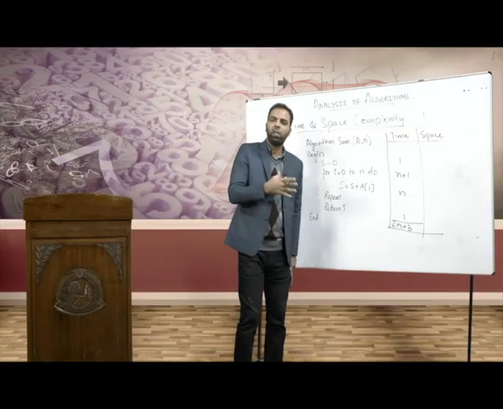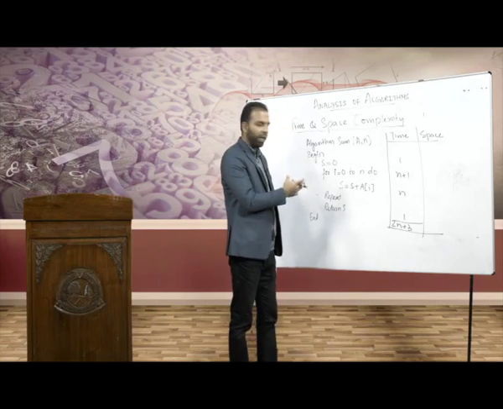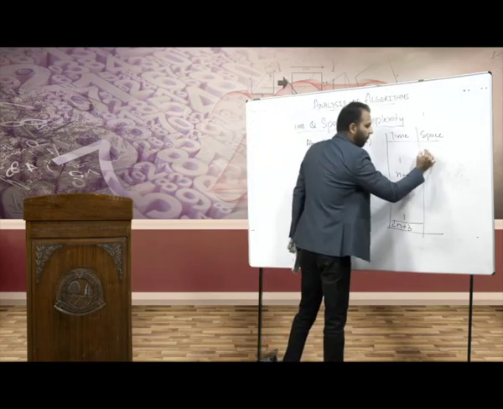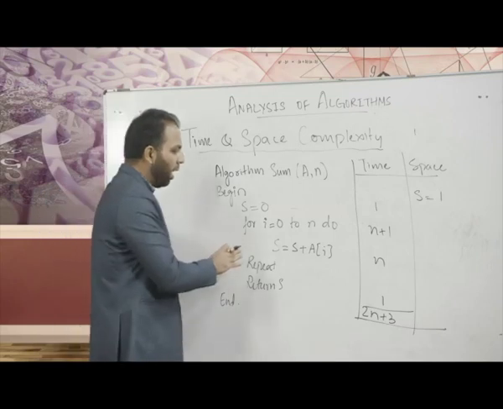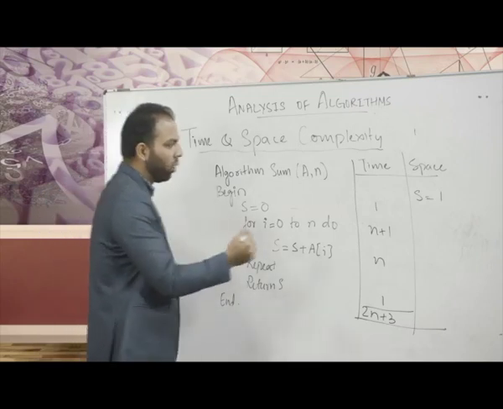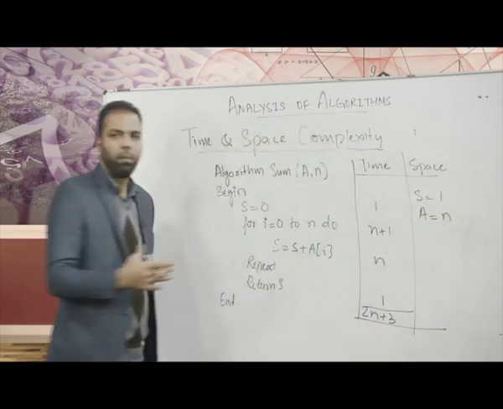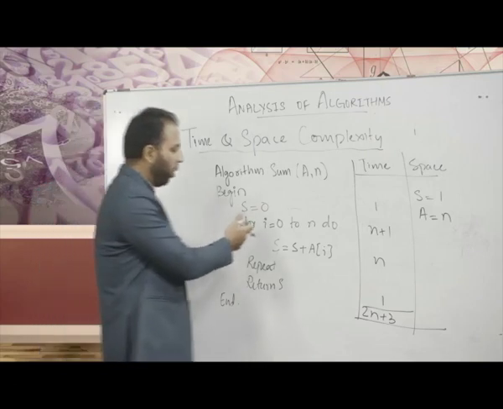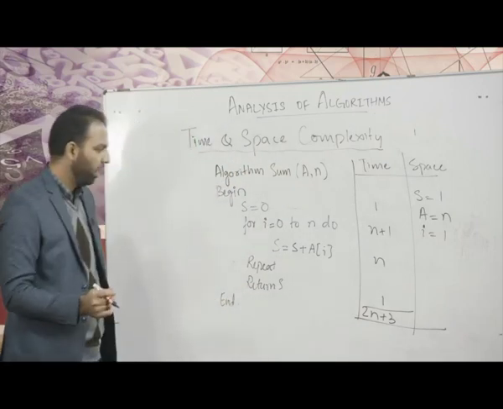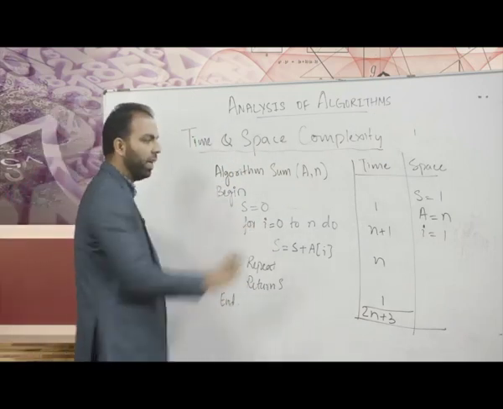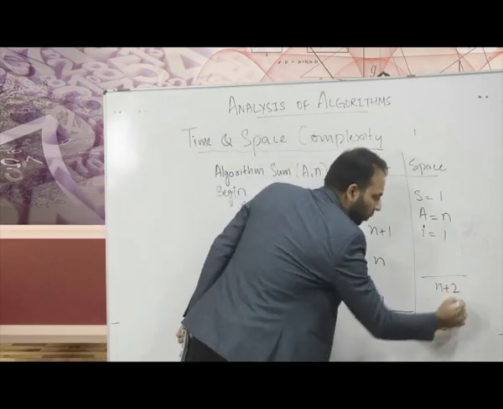By space complexity, we simply mean the amount of memory it takes. So what memory will it take? You see, S will take 1 unit of memory. We don't know how much that is, we'll just assume that it's fixed: 1 unit of memory. Now your A is an array, so A will take n, because its size is n. And you have another variable i here that will also take 1 unit of memory. Fine. So we have only 3 variables here, S, i and A. We add these 3 and we get n plus 2.